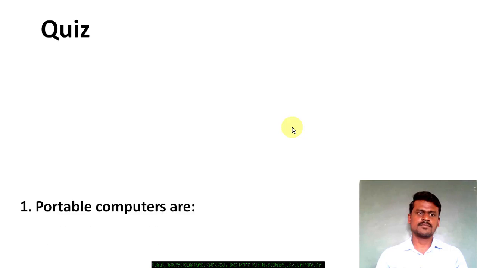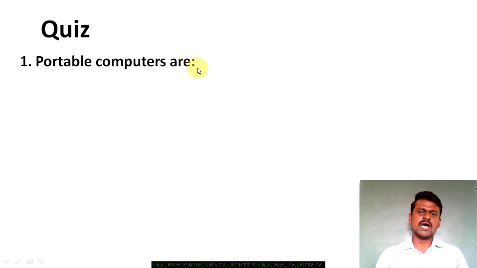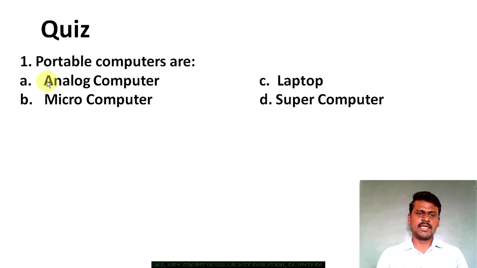In the quiz, first question: portable computers are option A analog computers, option B microcomputers, option C laptops, option D supercomputers. Any guesses? Portable computers means you can take the computers from one place to another and work on them in transit, while traveling also. Yes, correct, laptop. Laptops are very portable. They can be used while traveling because they work on batteries.